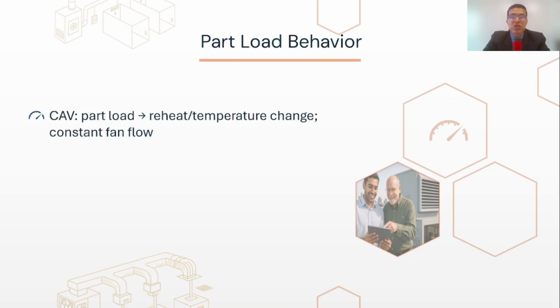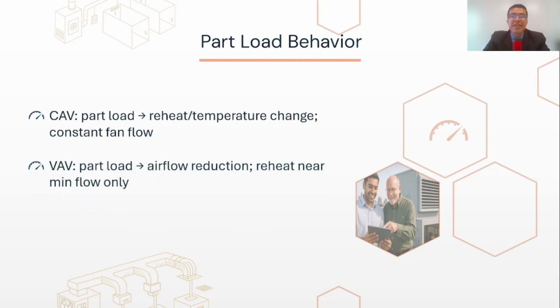To meet the reduced cooling or heating demand, the system often relies on reheat, meaning it cools the air and then adds heat back to it to reach the desired temperature. This is generally an inefficient method.